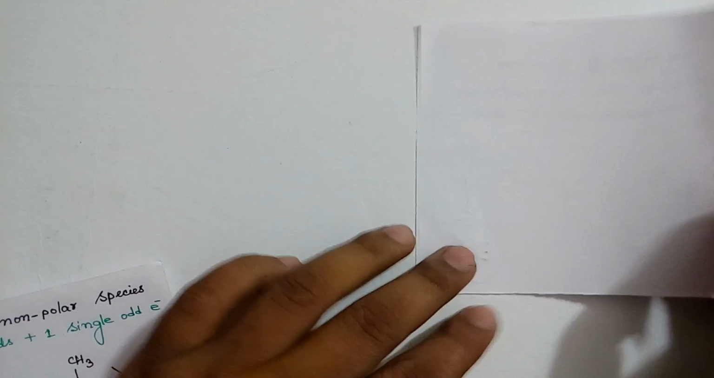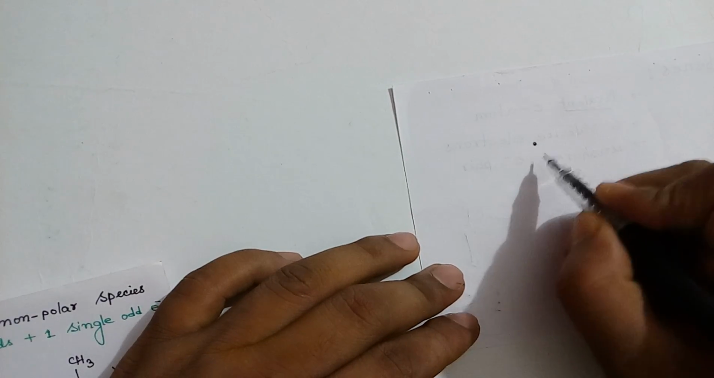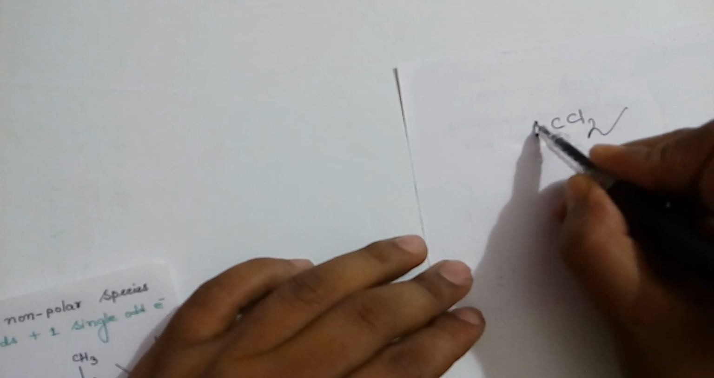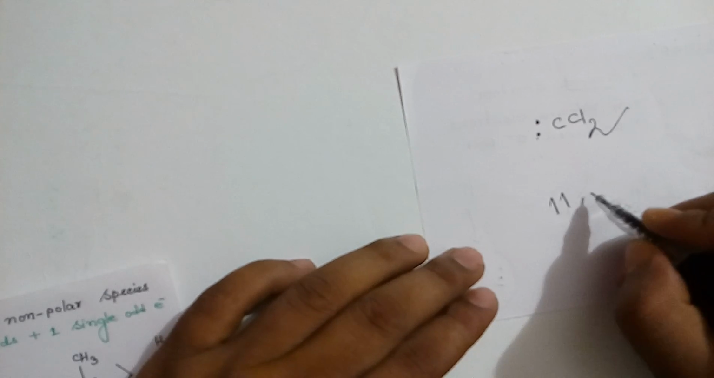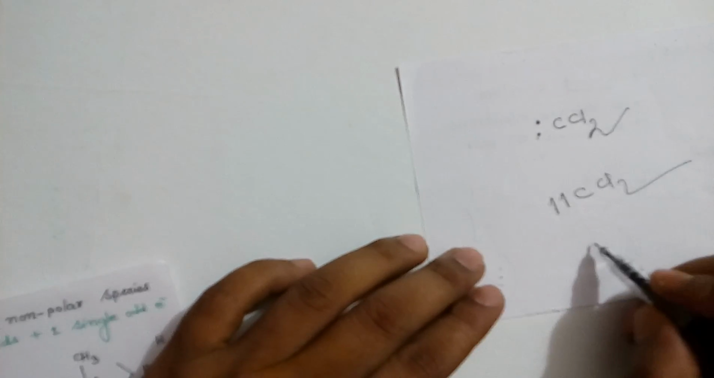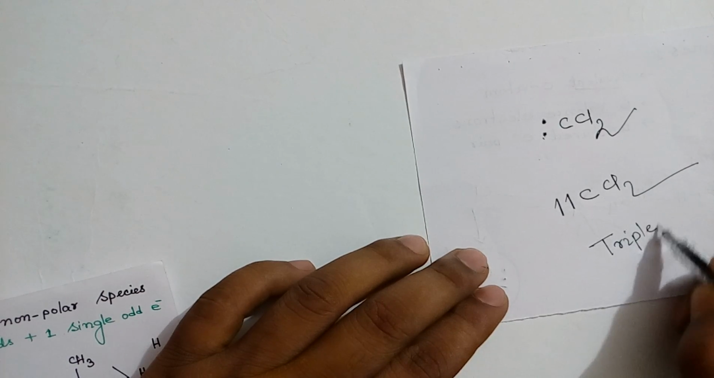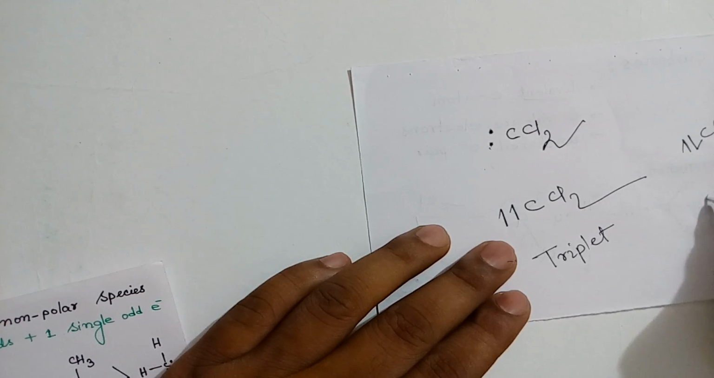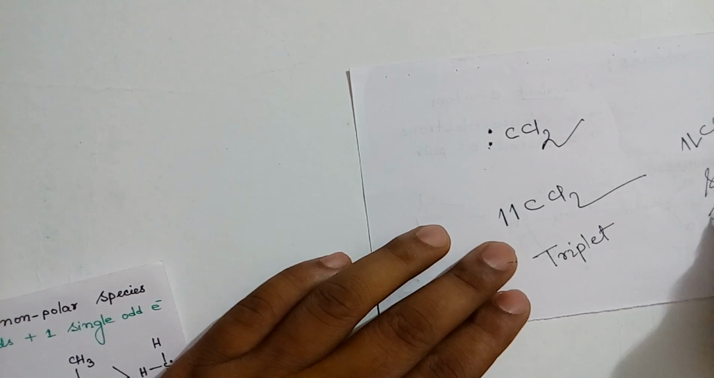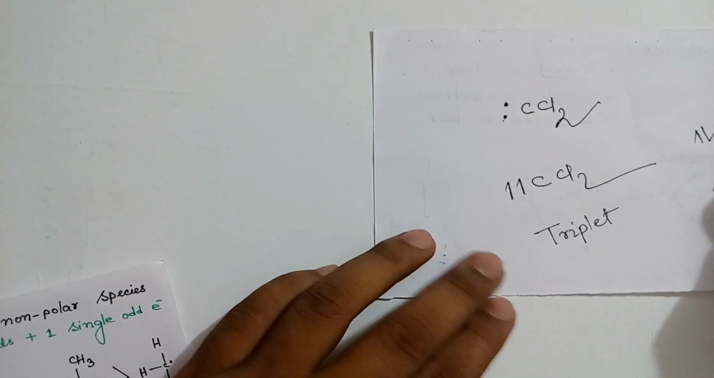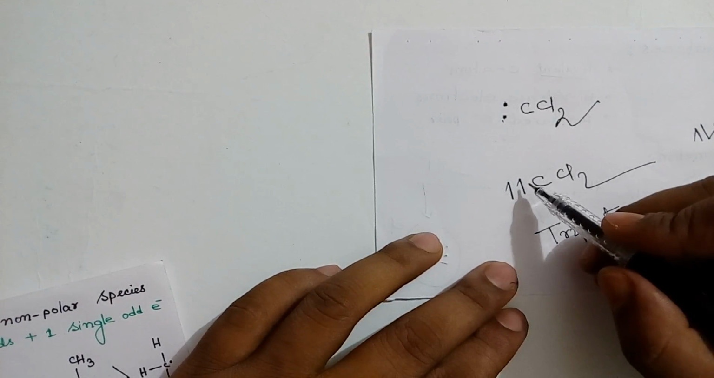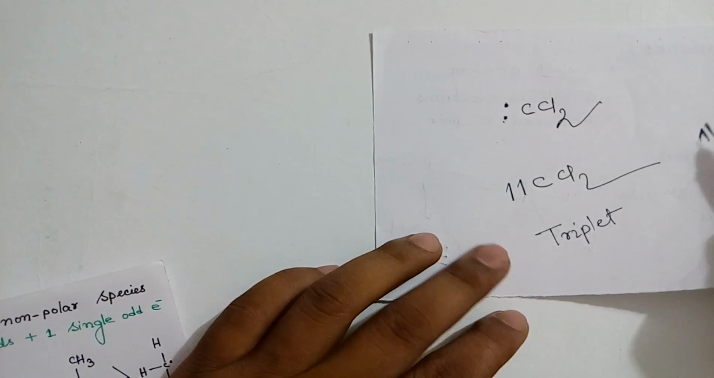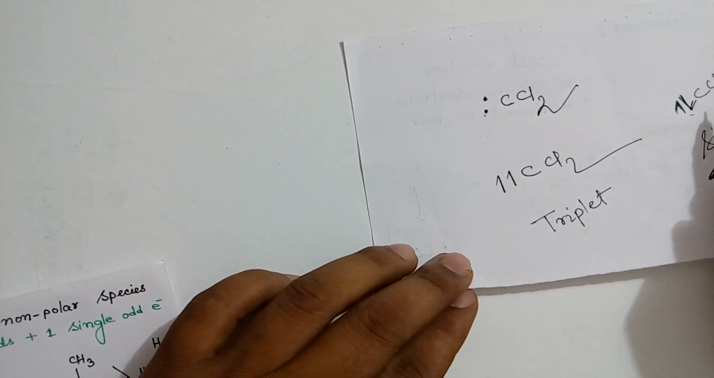Now carbenes can be of 2 types. Let's say this is dichlorocarbene, and if both the electrons are parallel to each other, it is triplet. If the electrons are antiparallel to each other, it's called singlet. Singlet is more stable than triplet because here interelectronic repulsion is less. So the stability of carbenes depends on the interelectronic repulsion.